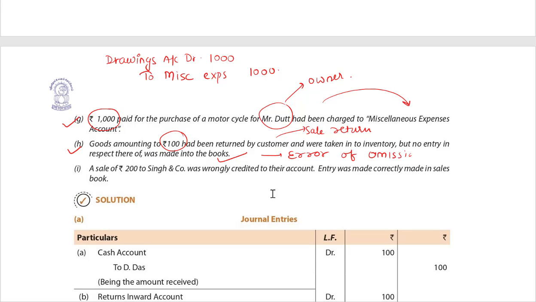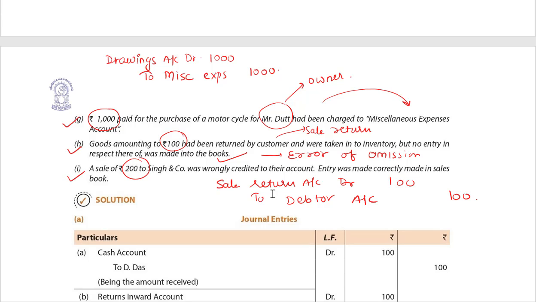Error of omission. How will we rectify that? We will write sale return account debit 100 to debtor account 100. H point is clear, I believe. Let's see the I point.